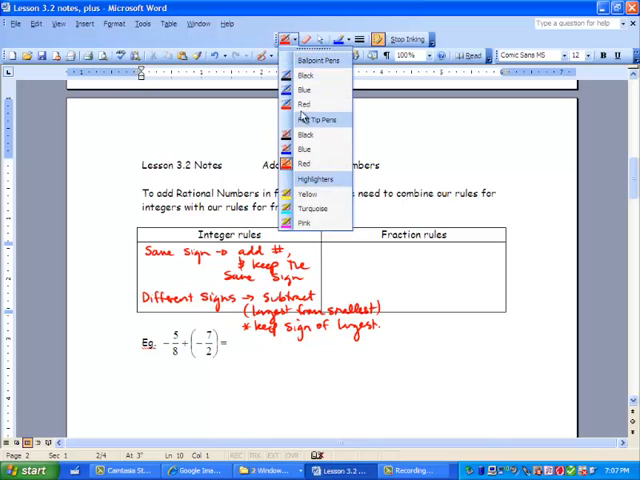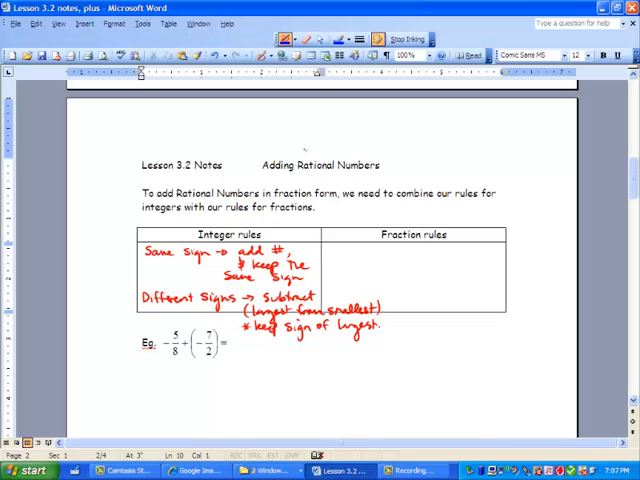Well, how do we relate that to fractions? With fractions, we need to do the exact same thing. When we have the same sign, we add the numbers and keep the same sign. And when we have different signs, we subtract the largest from the smallest and keep the sign of the largest number.